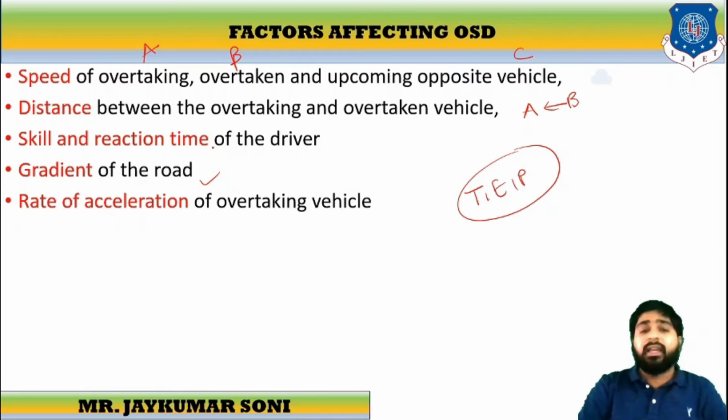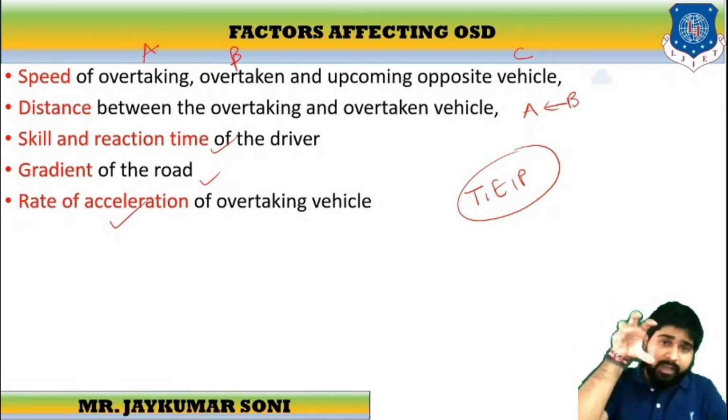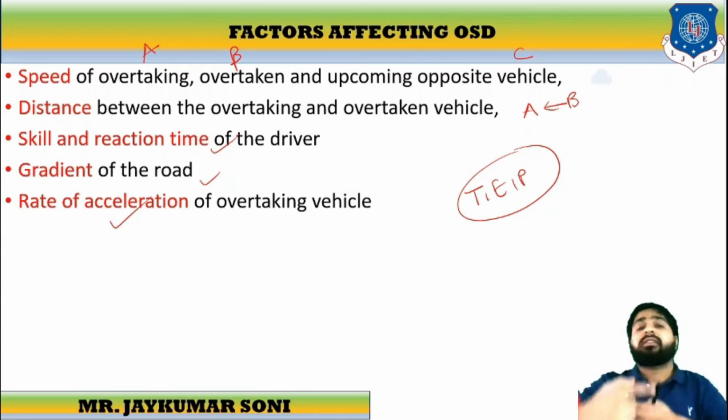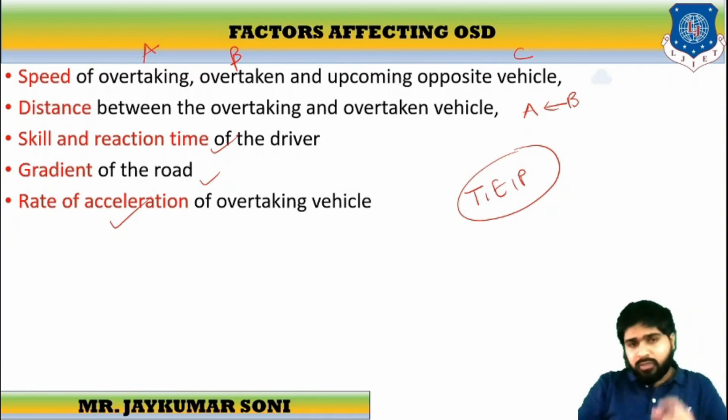Then the skill and the reaction time of the driver also play a role, and the rate of acceleration. That is, for the overtaking vehicle, in our case vehicle A, what is the rate of acceleration of that overtaking vehicle? So these are the factors that affect OSD: speed of the overtaking vehicle, overtaken vehicle, upcoming opposite vehicle, distance between A and B, skill and reaction time of the driver, gradient of the road, and rate of acceleration.